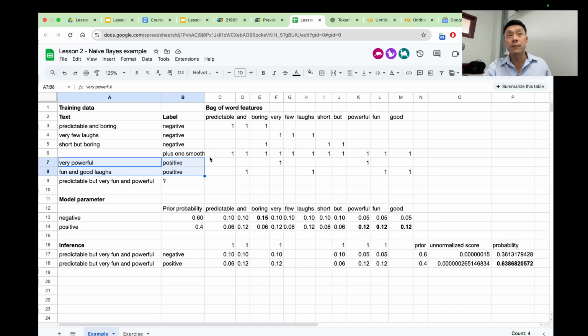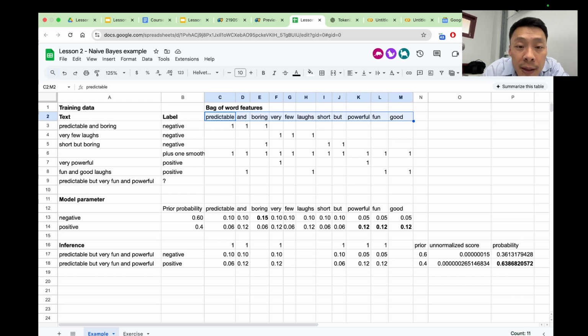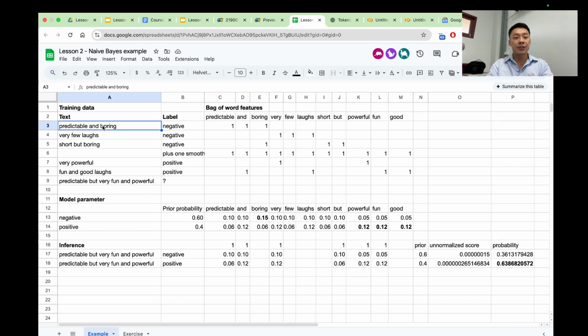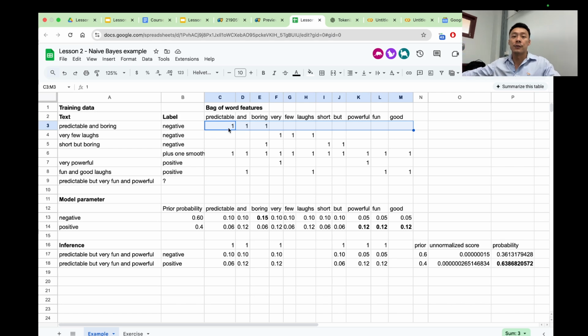You've got 5 instances in your training set, and you construct bag-of-words features. Suppose you will only look at these, how many? 11 words. In practice, there'll be a whole lot more. But we will look at these 11 words only. These are your vocabulary. That's when I say you need a vocabulary, this is it. But we make a simple model now, only 11 words in the vocab. And if the text is predictable and boring, then you have this feature vector: 1, 1, 1, 0, 0, 0, 0, 0 until the end.